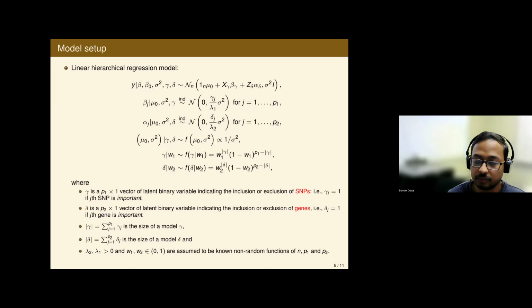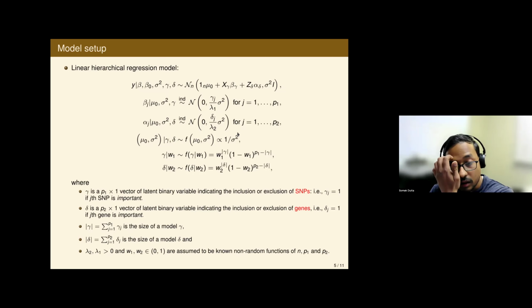So if gamma j says the SNP is not important, then the coefficient is fixed at 0. There's no effect of that particular SNP. On the other hand, if gamma j is not 0, that is, if gamma j is 1, then beta j has a non-degenerate distribution. So it says that the value of beta j is not 0. It can be any non-zero number with a certain probability distribution. Similarly for alpha j, the coefficients of the gene expressions.